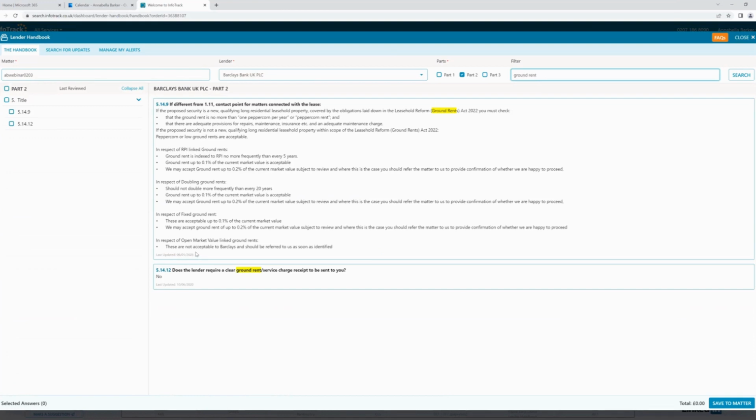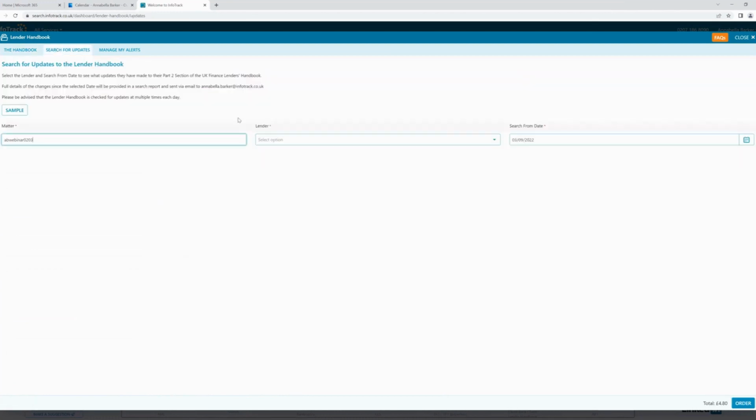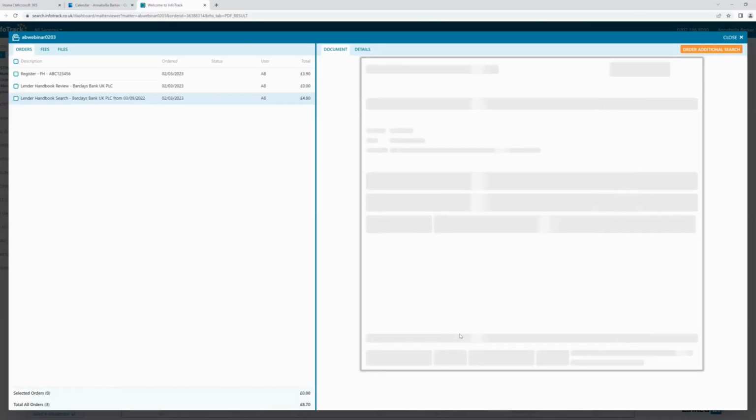So if you need to know what the previous answer was, this is where the search for updates comes in. So select your lender from the drop-down. And then you also select the search from date here. So we'll pre-populate this to approximately 6 months before today's date, but you can move that back or forwards if you need to. Click Order and we'll return the report instantly, showing full details of any changes made.